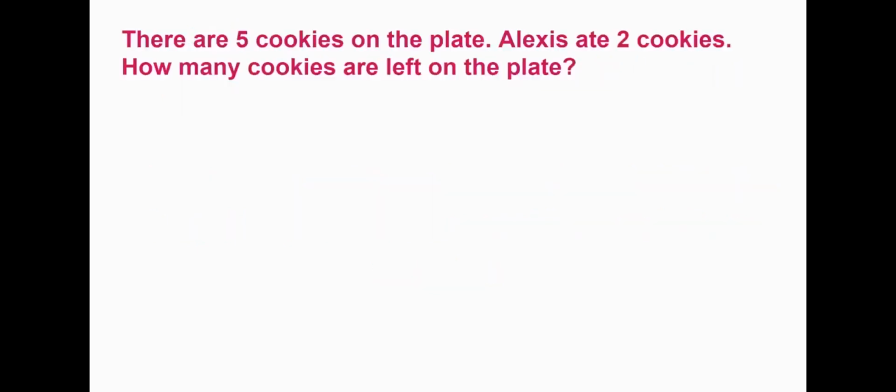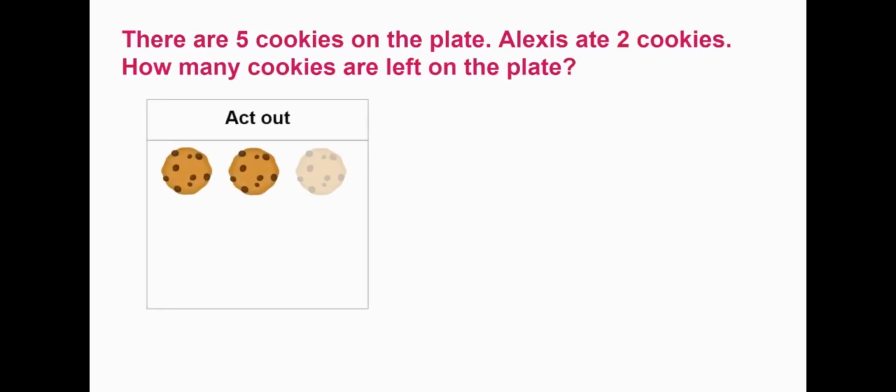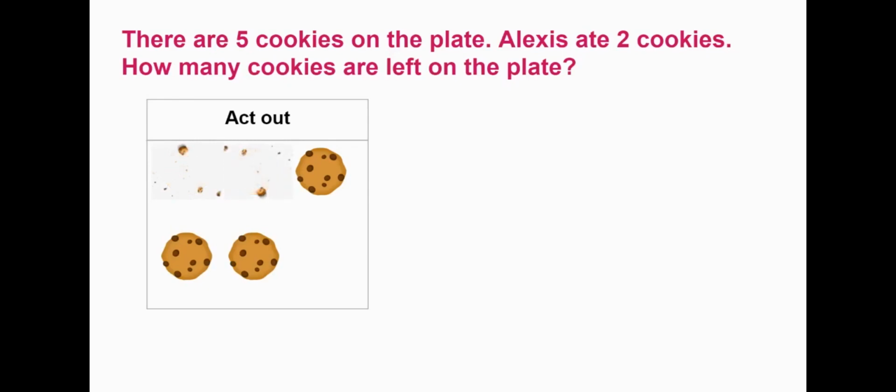A student might act out this math story using real or toy cookies. A student will count out 5 cookies and then eat or remove 2 cookies. A student will count the cookies that remain on the plate and determine there are 3 cookies left.